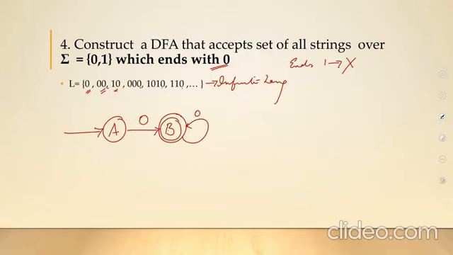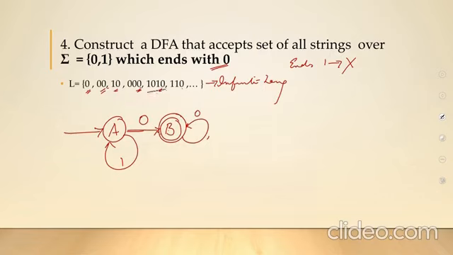Anyway, it should end in 0. So I can think of it like this. 1, 0, that is also satisfied. Now let's think of 0, 0, 0. That is also satisfied. Now let's think of 1, 0. Just take any random string. 1, 0.